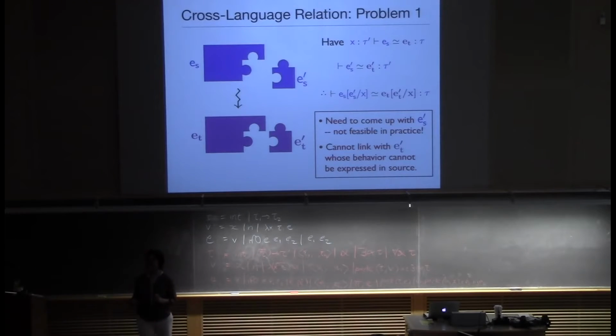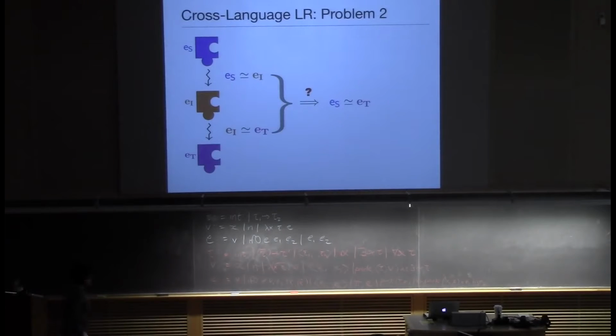You get the message, right? You can't come up with source code if your goal really is to compile with this target code ET prime that comes from arbitrary other languages. Okay? So this is not a great way to build compiler correctness for multi-language software, so to speak. Okay. So there's another problem with this cross-language logical relation approach.